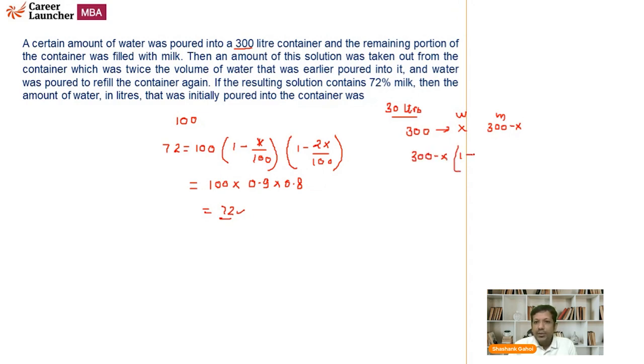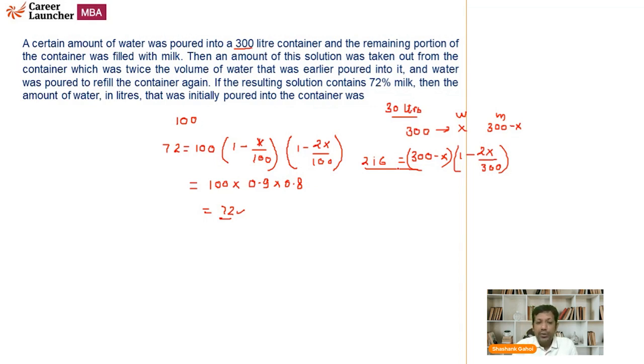You are replacing it by how much? That is 2x. Initial quantity of water was that. So 2x by 300, and then twice the quantity of water, and that is going to be 72% of 300. So that is going to be 216. Now solve this equation, get the value of x, you will get the answer. But should you do this? I'm not sure. It should be done like this.